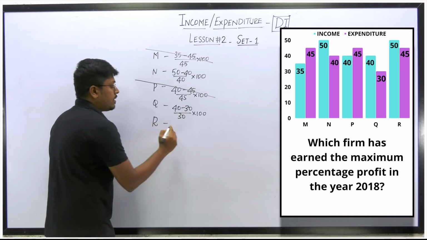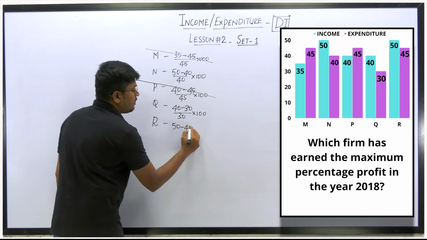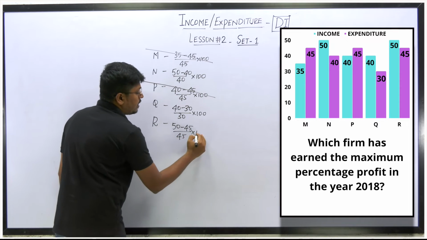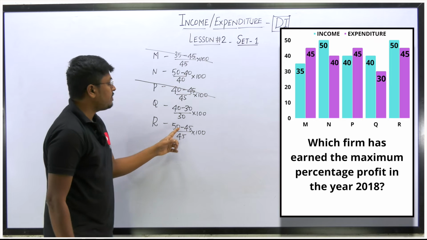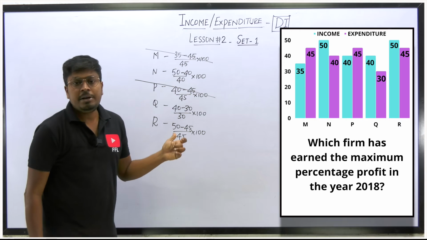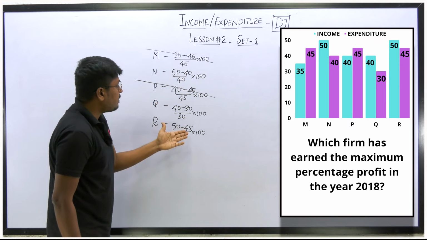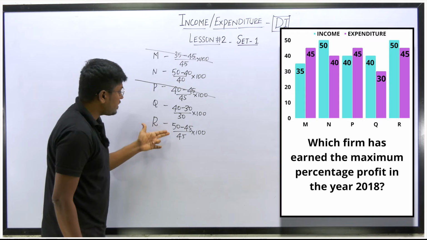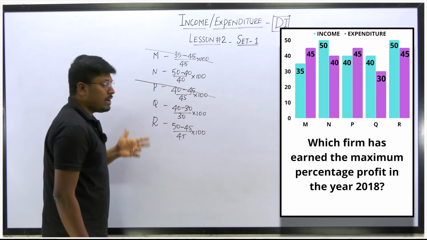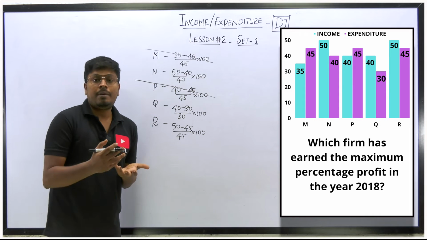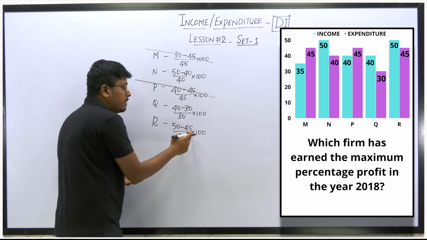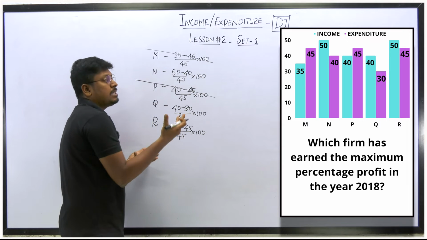Last is company R. So 50 minus 45 divided by 45 into 100. Here you can see 50 minus 45, so we are getting a positive value. So out of 5 companies, we are getting 3 companies, right? N, Q, R, we are getting a positive value. Now our target is to find out of these 3 companies, which company is getting maximum profit.